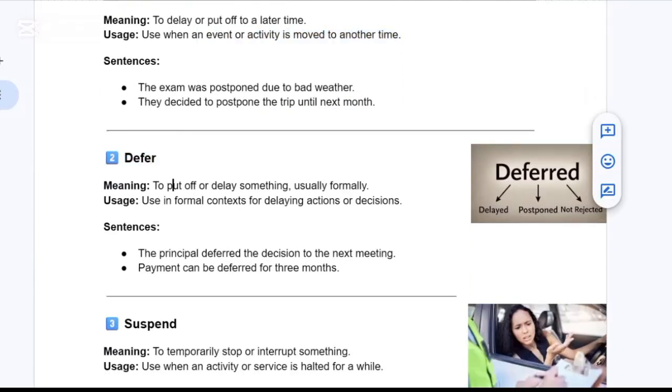Defer is to put off or delay something, usually formally. Used in a formal context for delaying actions and decisions. For example, the principal deferred the decision to the next meeting. Payment can be deferred for 3 months.